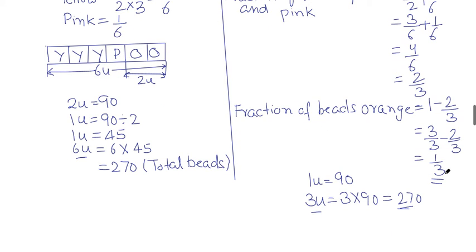So that's why here the total number of beads is 3 units. So basically it depends on how you are dividing your total number of beads, whether you are dividing it into 6 equal parts or into 3 equal parts.